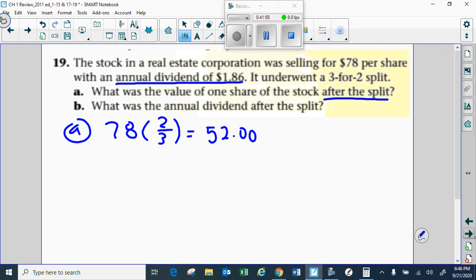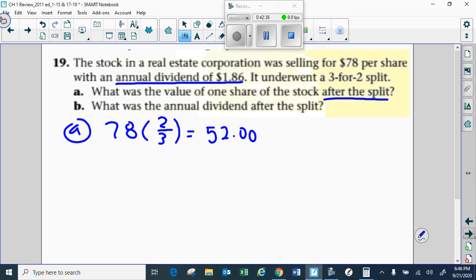What was the annual dividend after the split? Okay, so since the number of shares went up, oh, wait a sec. What was the value of one share? I was selling at $78 per share. Yes. So yes, it went down to $52 per share. And then what was the annual dividend after the split?